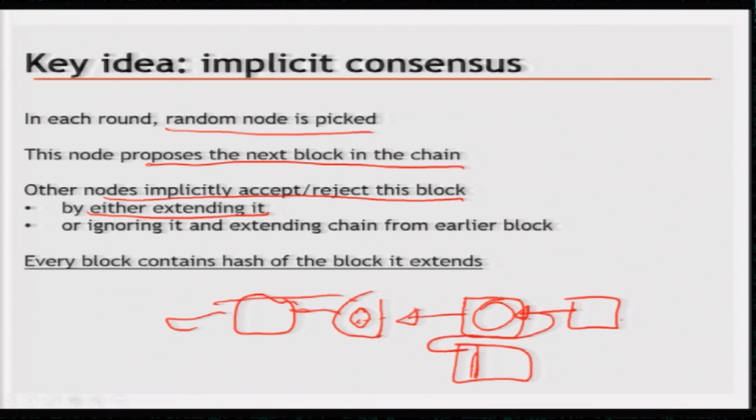So, that is how all the other nodes will say that I accept you as the latest block, right. So, every new block that is created will either extend the latest block, or it will extend a previous block, and accordingly the chain will grow, right. So, this is how the system grows.